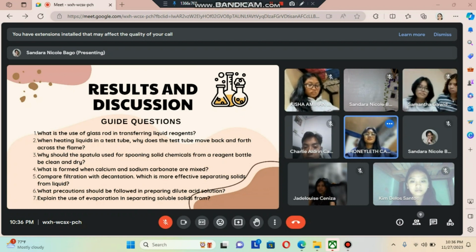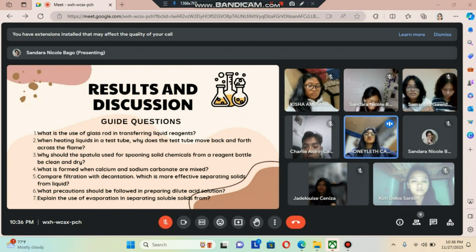Last question is, explain the use of evaporation in separating soluble solids. Evaporation is a separation procedure that involves heating a mixture to separate soluble solid from liquid. It involves heating the liquid component, which causes it to evaporate into vapor, and then condensing it to its original liquid state.